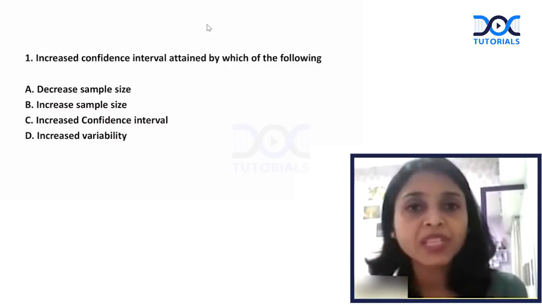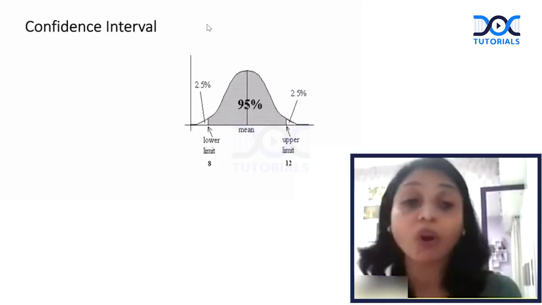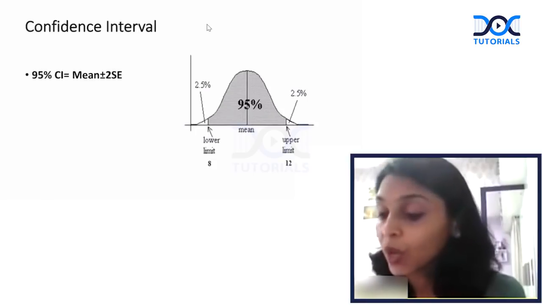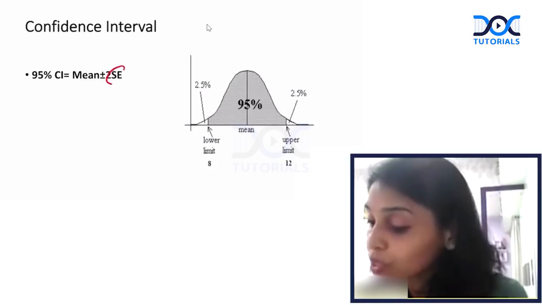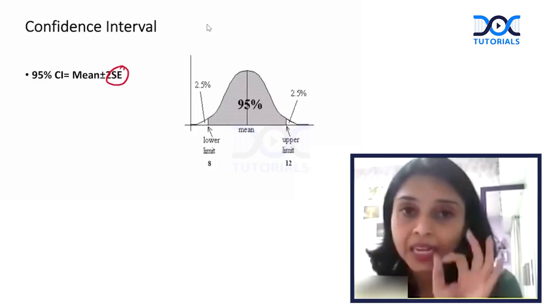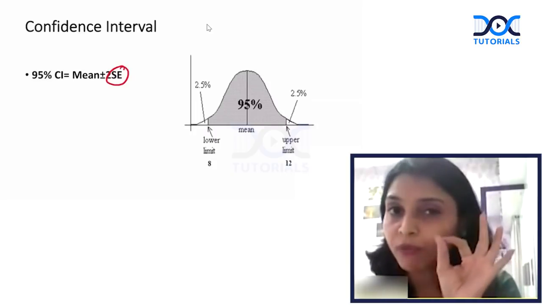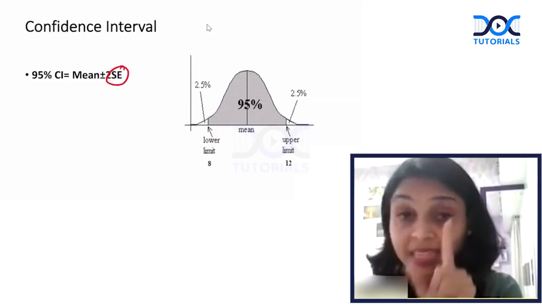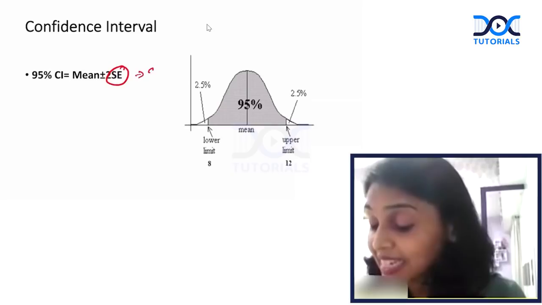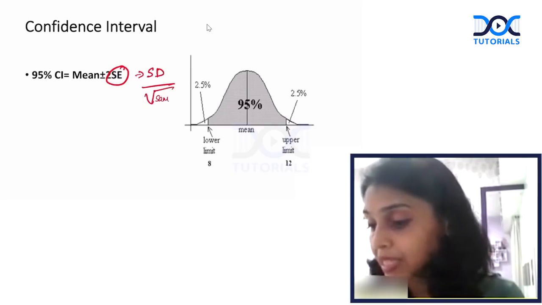By the way, what is confidence interval? First, the formula itself is an MCQ. It is mean plus or minus 2 standard error, right? Now let's see what is the formula for standard error. Standard error, that is the next MCQ. It is standard deviation divided by square root of sample size.